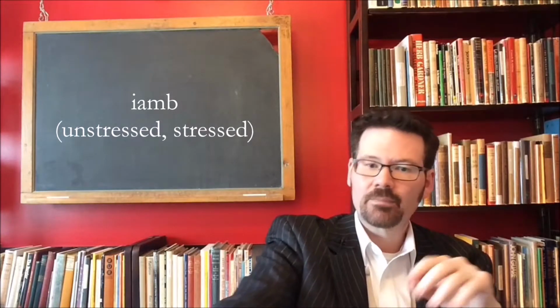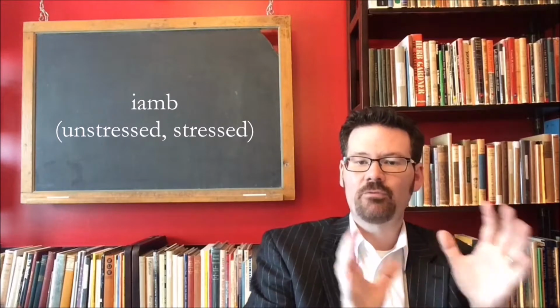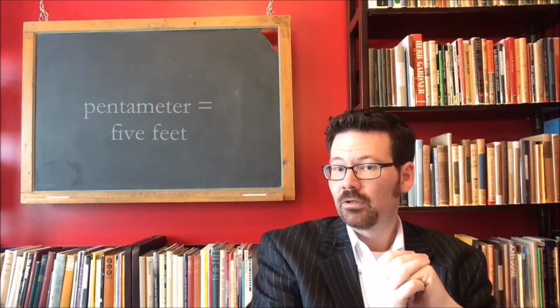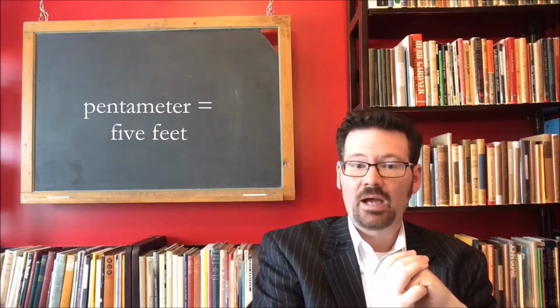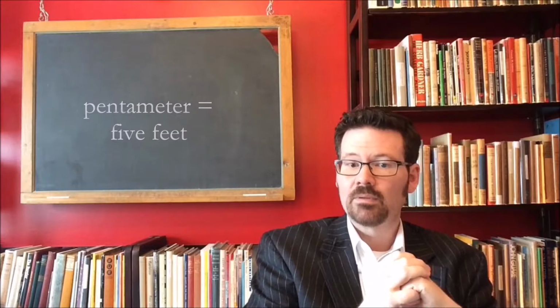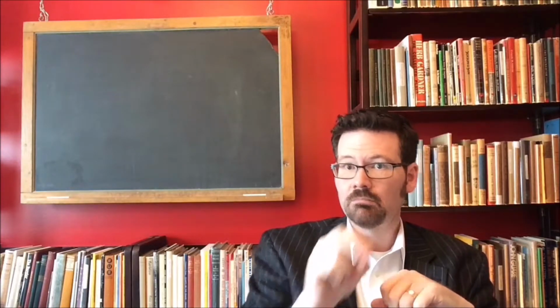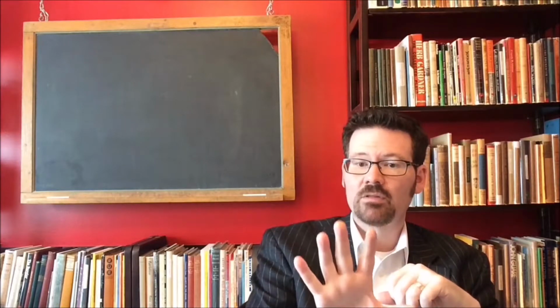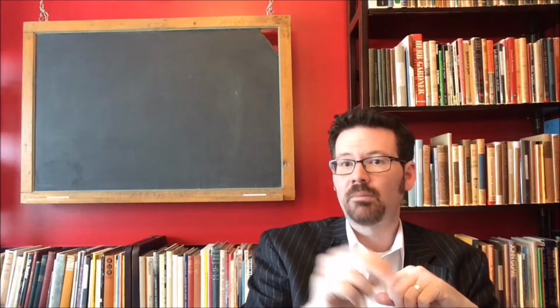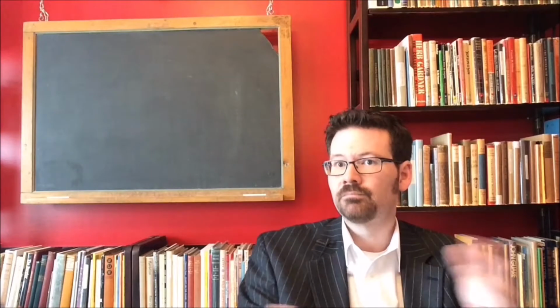Okay, so iambic. An iamb is a type of foot. It goes unstressed, stressed. And because it's iambic pentameter, that means there would be 5 iambs. Penta, 5. So iamb, unstressed, stressed, bum bum. 5 of those in a row is iambic pentameter. Ba bum, ba bum, ba bum, ba bum, ba bum.